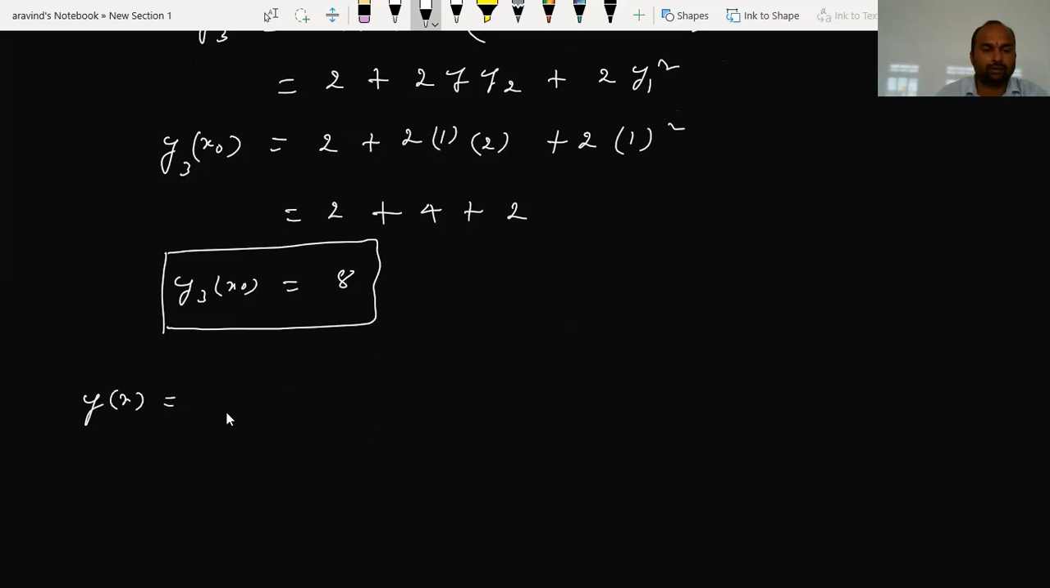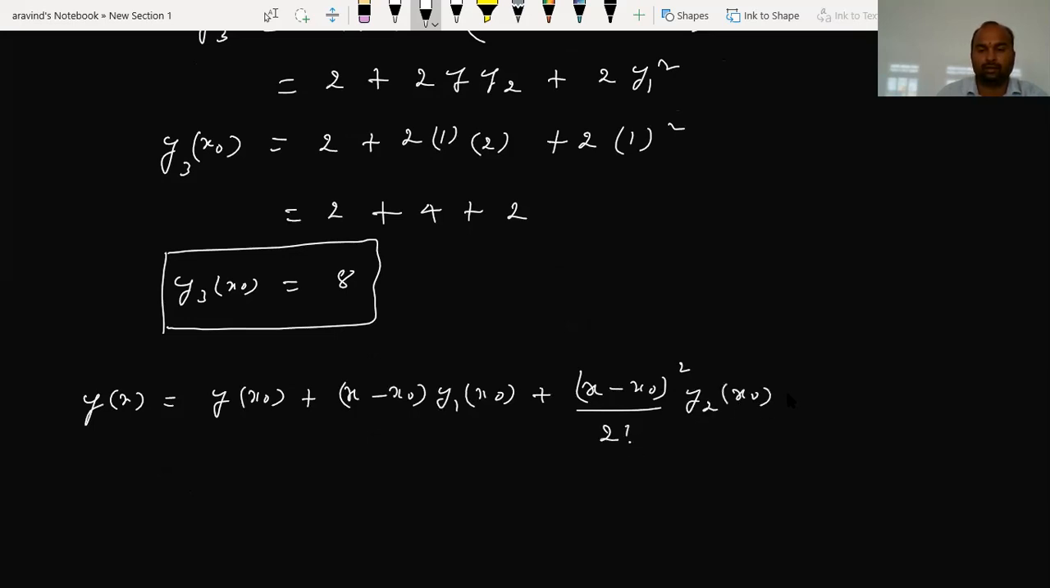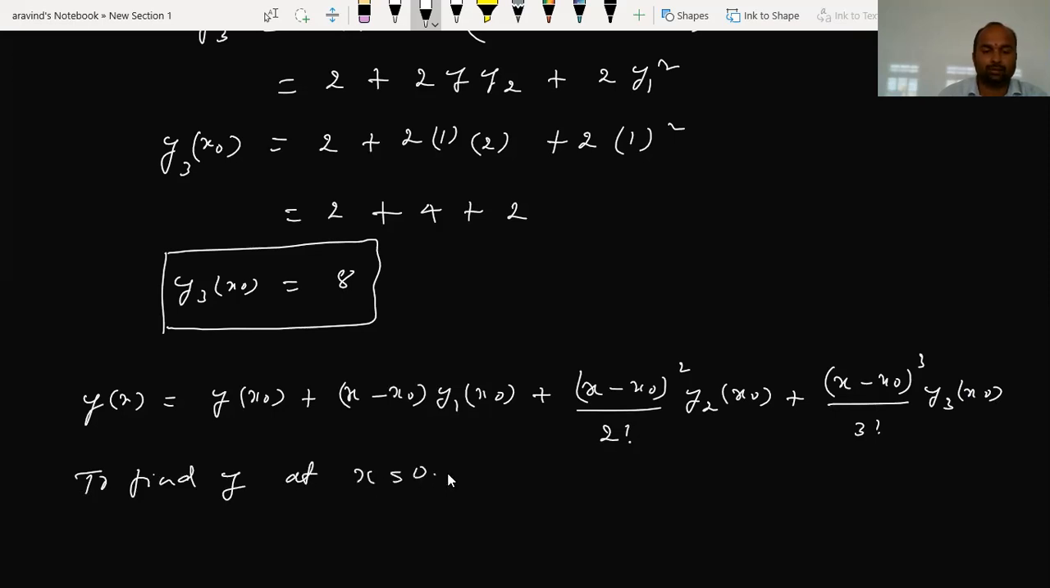y of x is equal to y of x naught plus x minus x naught into y1 of x naught plus x minus x naught whole square divided by 2 factorial into y2 of x naught plus x minus x naught whole cube, 3 factorial, into y3 of x naught. Now we have to find what? We have to find the value of y at x equal to 0.1.